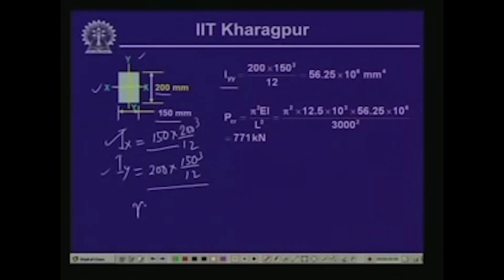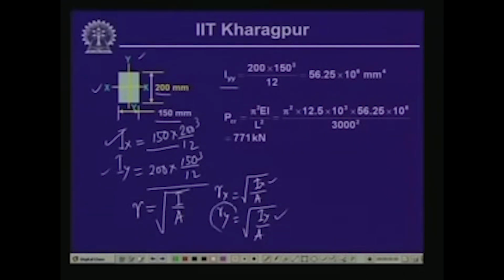Now, clearly from this expression you can see that the value of Ix will be higher than Iy. As you know, the value of r is equal to root of I by A, and for this particular section we will have two values of r, which are rx and ry. rx will be equal to root of Ix by the cross sectional area, and ry will be equal to root of Iy by the cross sectional area. Since Iy is less than Ix, expectedly ry will be less than rx. So, we compute with Iy, which is going to give us the minimum possible value, because if we apply load beyond that, it is expected that it will buckle about the y axis.